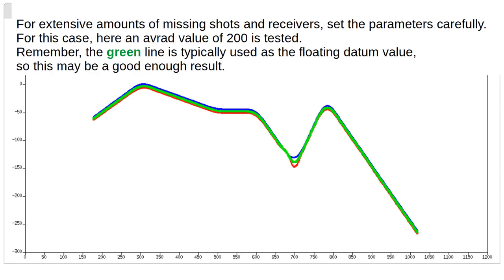For extensive amounts of missing shots and receivers, set the parameters carefully. For this case, here an avrad value of 200 is tested. Remember, the green line is typically used as the floating datum value, so this may be a good enough result.